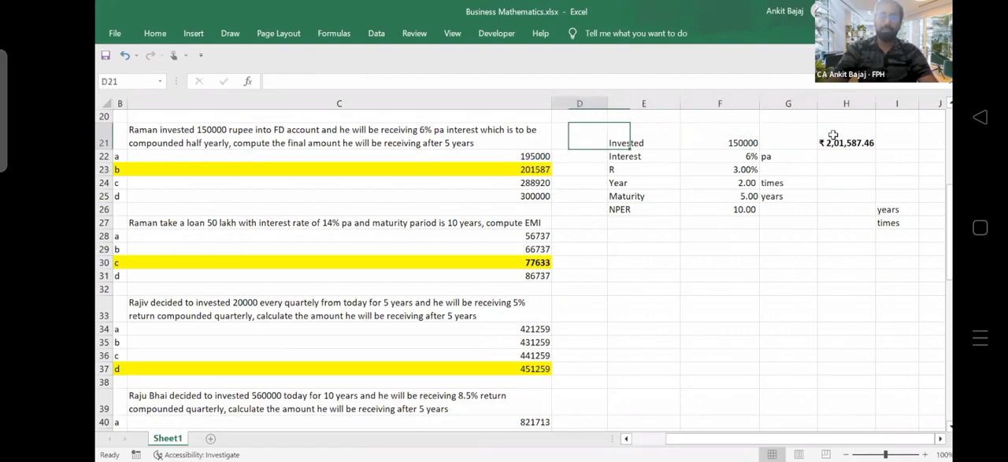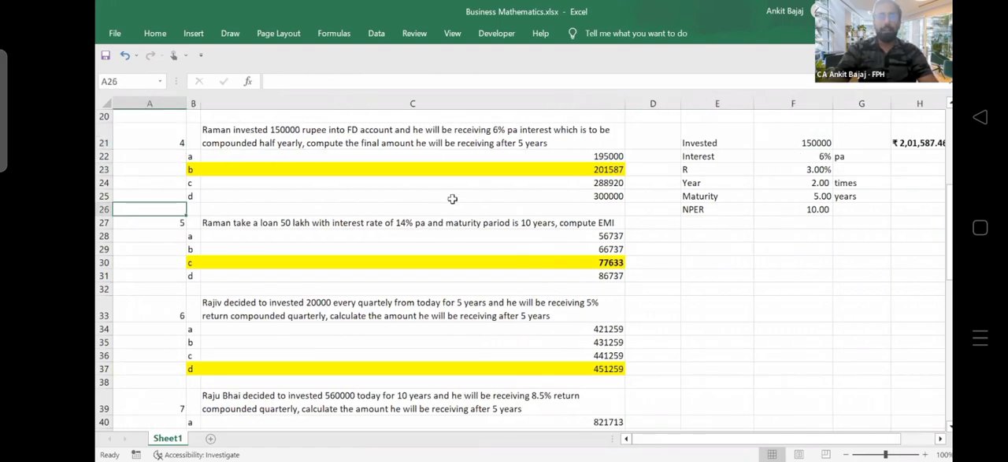In case you are not able to understand, just write down in the chat box. I will repeat it again.